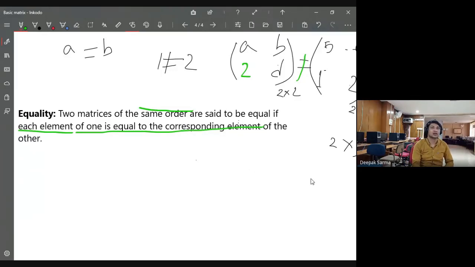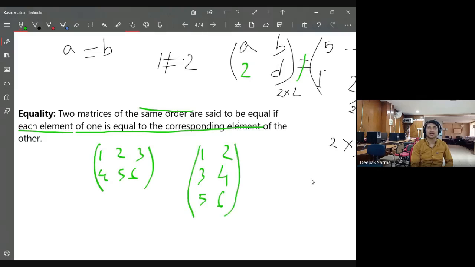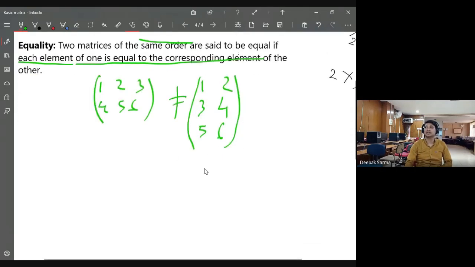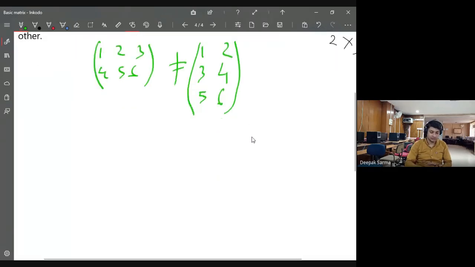Suppose here 1, 2, 3, 4, 5, 6. This one is a matrix. Okay. Then 1, 2, 3, 4, 5, 6. Both consist of the same numbers, but they are not equal. Why? The orders are different. So first we have to check the order, then we will check whether the corresponding entries are same or not. Is it clear, all of you?